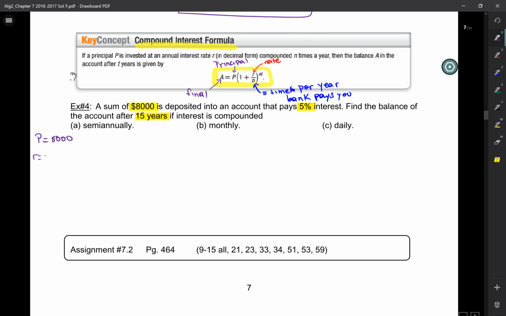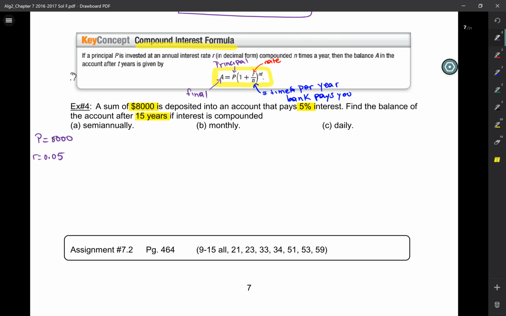Interest is 5%, but it's going to go in as 0.05. This is where the majority of the mistakes in this problem will be. People either forget to convert or they convert to the wrong amount. You have to divide by 100, so think of it as dividing by 100, or moving the decimal point to the left twice, whatever. Just get to the right answer.